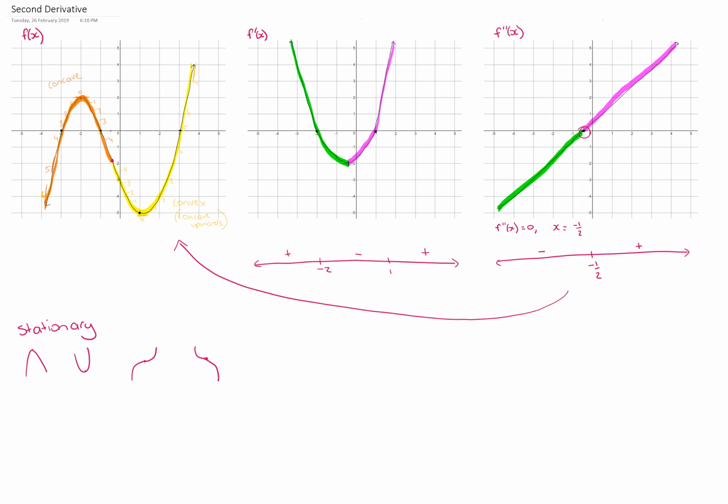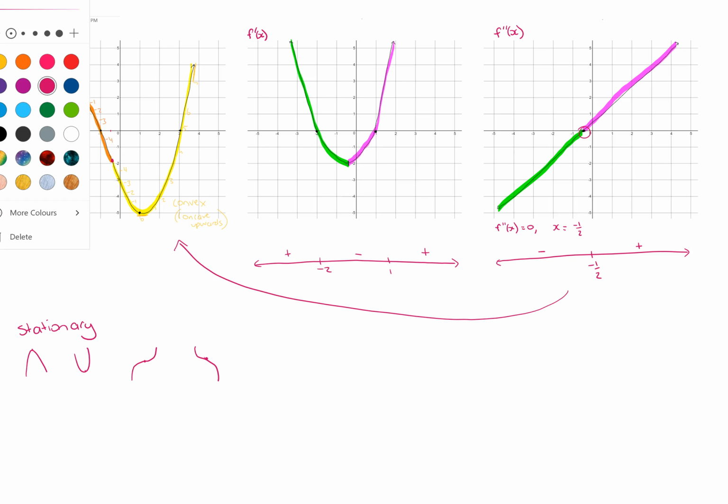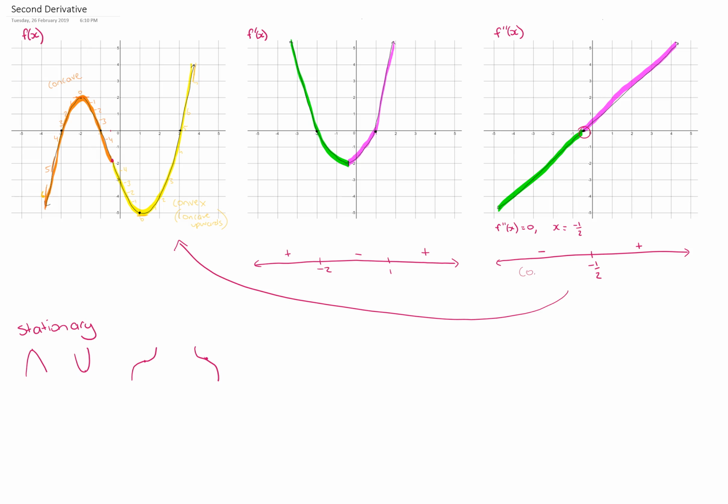And so I might write that in pink. So when f double dash x is less than 0, we always end up with a concave shape. And when it is greater, we end up with a convex. Okay, concave, convex. When f double dash x is greater than 0, it is convex.